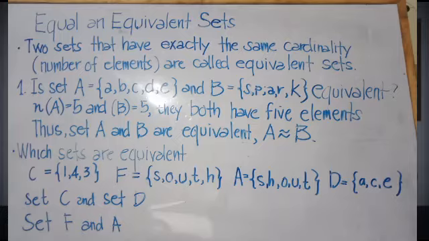Two sets that have exactly the same cardinality, or number of elements, are called equivalent sets. For example, set A is A, B, C, D, E, and set B is S, P, A, R, K. In set A there are 5 elements, and in set B there are also 5 elements. They both have 5 elements. Thus, sets A and B are equivalent.